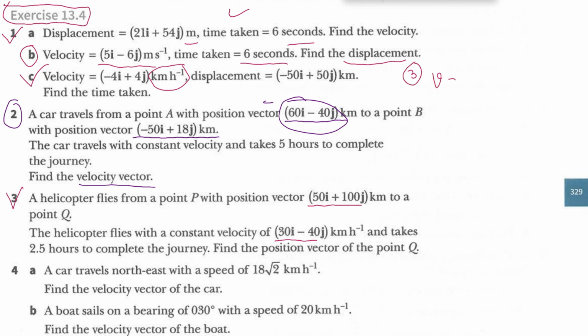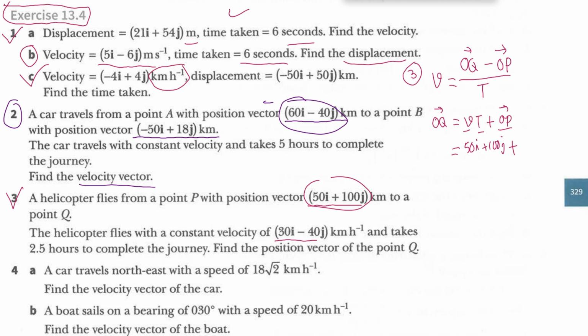The velocity vector is the final position, which is OQ, minus the initial position, which is OP, divided by the time. If we make OQ the subject, we can write OQ equals the velocity vector times time plus OP. So this is our equation. Let me put in our values. OP is the position vector 50i plus 100j, then plus the velocity vector times time.